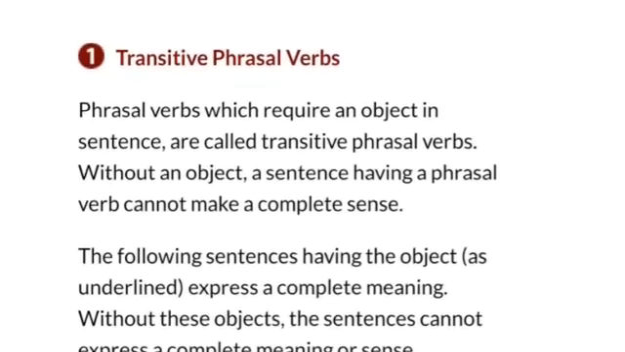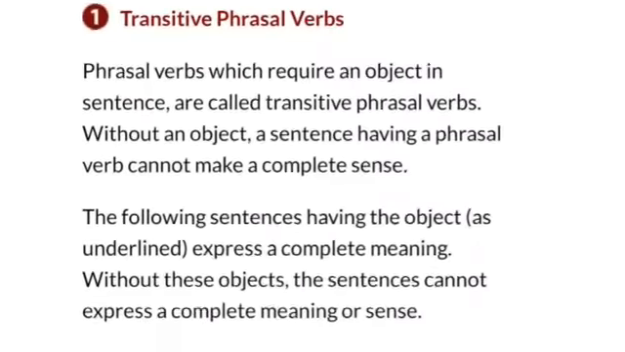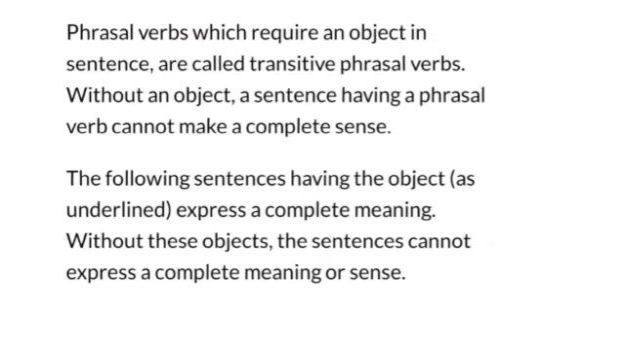First of all, transitive phrasal verbs. As you all know, a transitive verb needs an object before it to perform an action over it. Here, phrasal verbs which require an object in a sentence are called transitive phrasal verbs. Without an object, a sentence having a phrasal verb cannot make a complete sentence. If there is no object, the phrasal verb cannot complete its meaning.